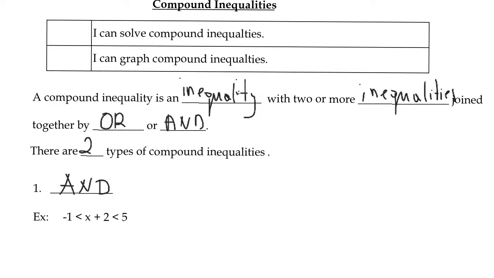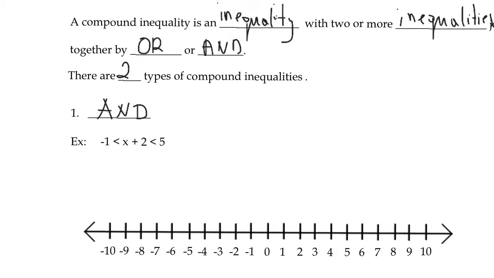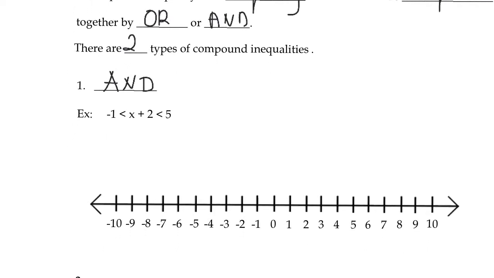Okay, so how do you solve this example? We already know how to solve compound inequalities. The only difference here is we have x plus 2 in the middle. On the left side I have -1, and on my right side I have +5. So our job is to get x by itself. So what I will do is I will subtract 2 from the middle, I will subtract 2 from the right side, and I will subtract 2 from the left side.